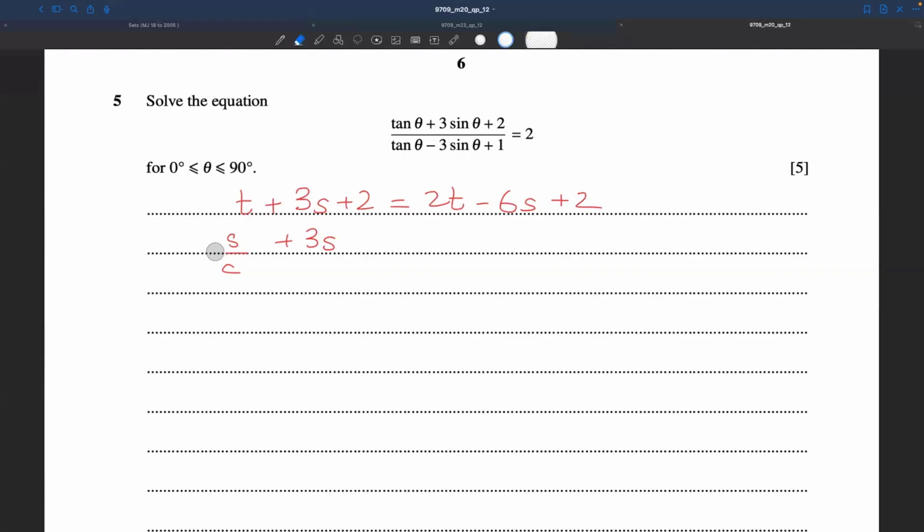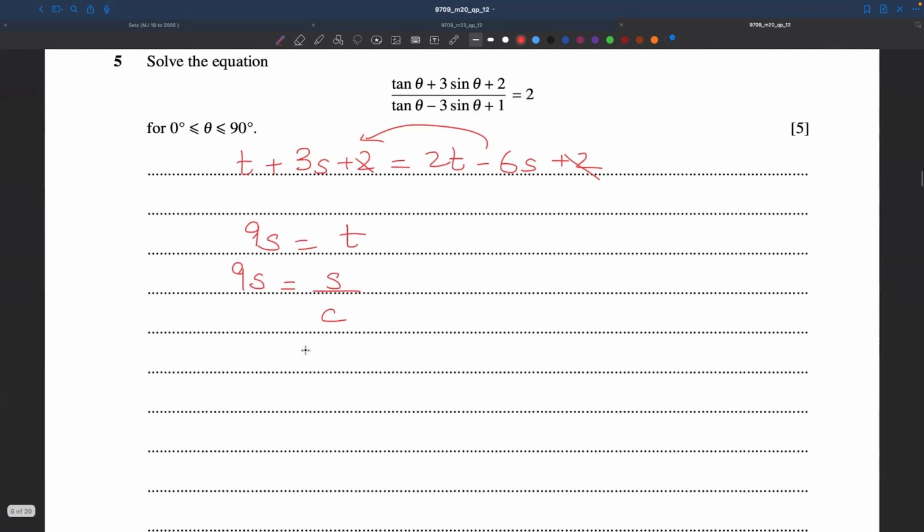It is always better that we simplify first. So let's bring the sine over here. 3 sine plus 6 sine will become 9 sine. 2 and 2 will cancel out. Tan will go on that side. 2 tan minus tan will become tan. So now once you have simplified this, you will get 9 sine equals sine upon cos.